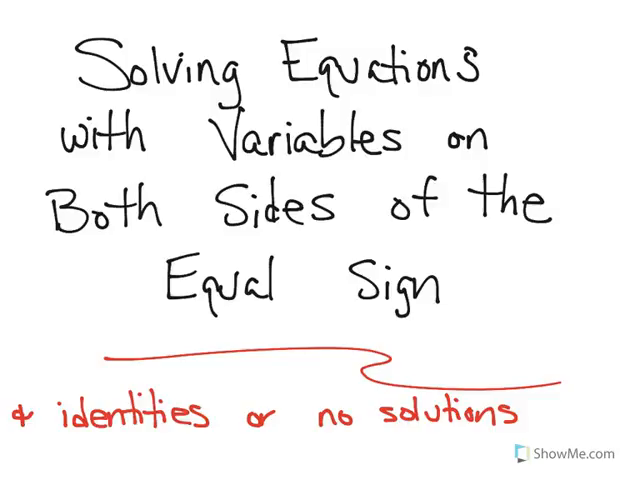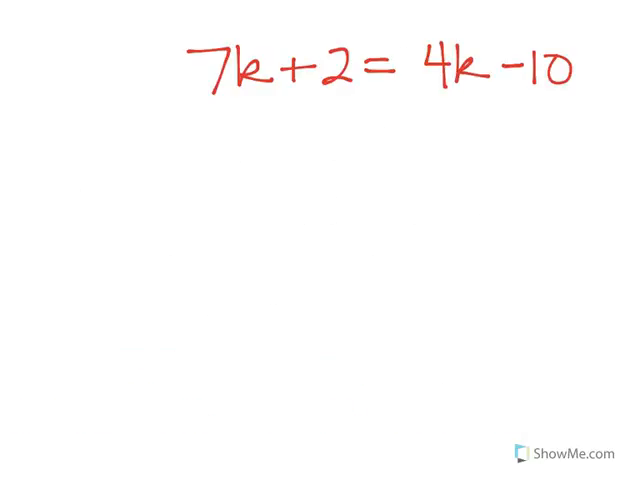In this lesson, we're going to be learning how to solve equations with variables on both sides of the equal sign. We're also going to take a look at a couple examples that we call identities or no solution. Our first example, 7k plus 2 equals 4k minus 10, can be simplified by moving all constants to one side of the equal sign and all coefficients to the other side of the equal sign.